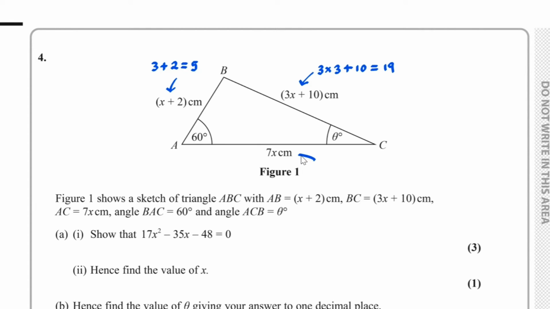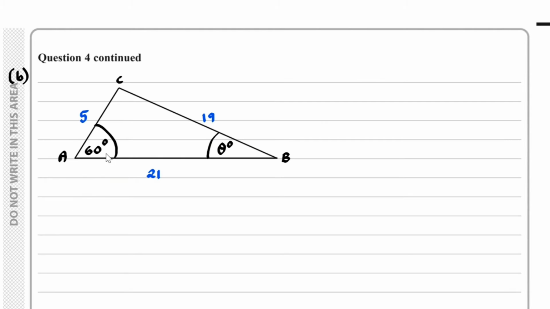And this length here is equal to 7 times by 3, which is 21 on the units, centimeters. And so if we recreate this diagram with our lengths of 5 centimeters, 19 centimeters, and 21 centimeters, to find out what theta is, we can use the cosine rule.